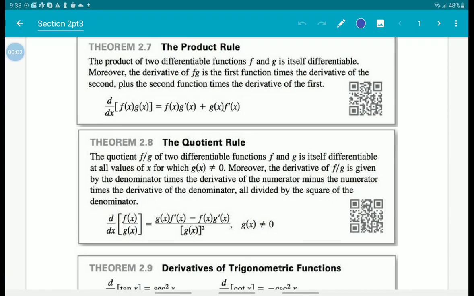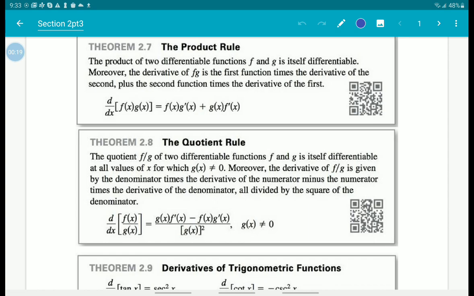Welcome back to another video on Calculus 1. In this video, we're going to talk about the product rule, the quotient rule, and then some derivatives of trigonometric functions, along with higher order derivatives. So let's get started. First one is product rule.